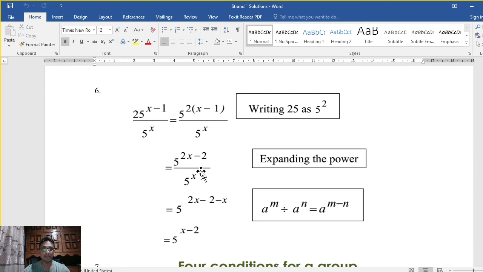You are dividing, remember, the base is the same, 5, 5. You subtract the powers then. So 5 to the power of 2x minus 2 minus x, which equals 5 to the power of, what is 2x minus x? 2x minus x would be x. So 5 to the power of x minus 2.